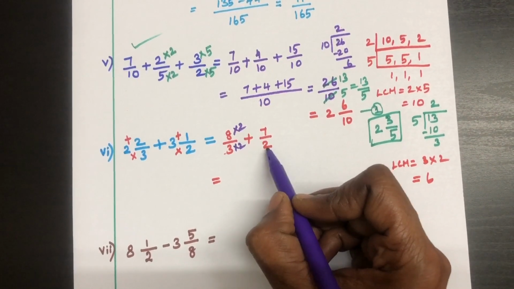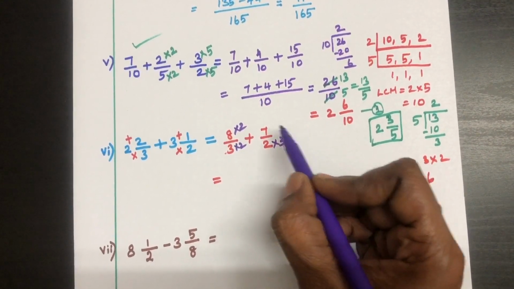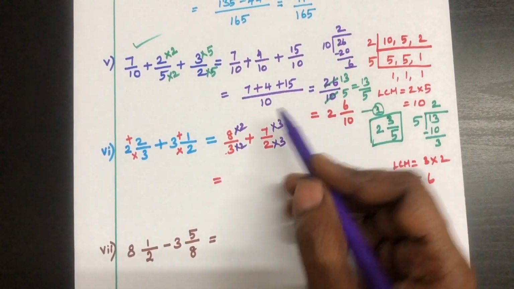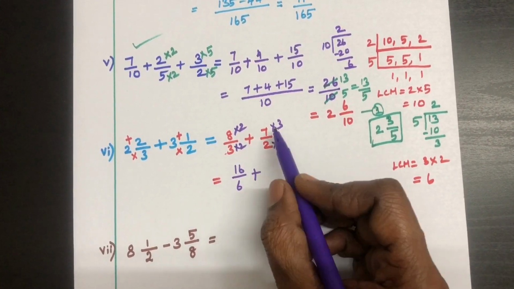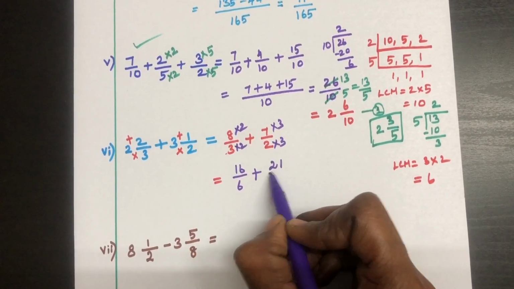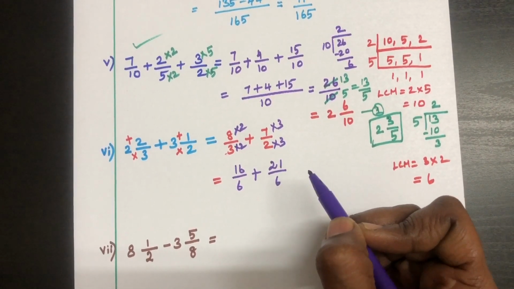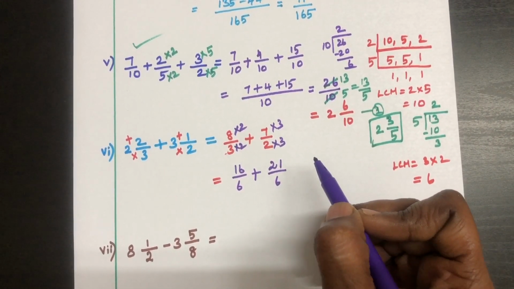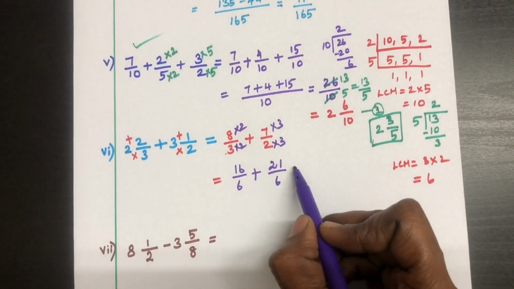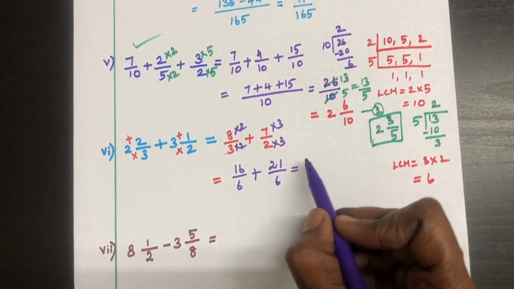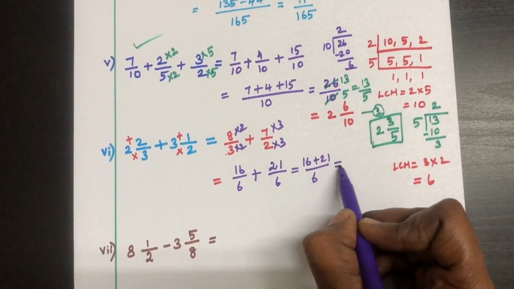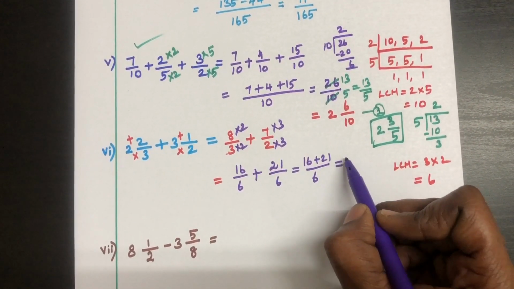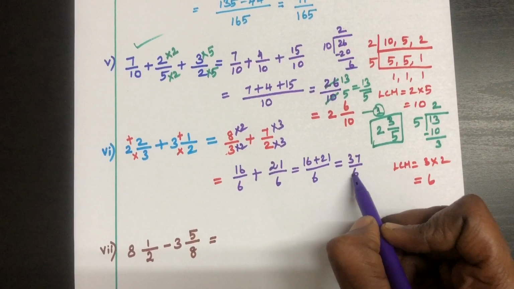Now how to make this 2 as 6? Multiply it with 3. So here also 3. 8 2s are 16 divided by 6 plus 7 3s are 21 divided by 6. Right? Now we are going to add these two. 16 plus 21 divided by 6 gives us 37 divided by 6.